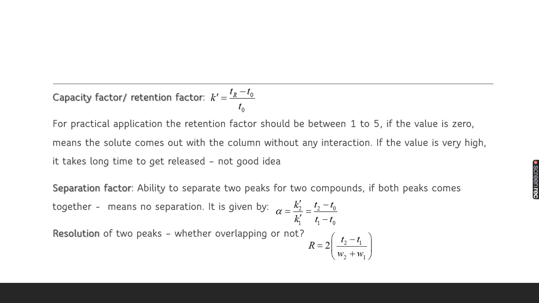And the last terminology which we mostly use is the resolution. So it actually gives you the same idea of how the peaks are overlapping or not. So T2 and T1 are their retention times, and W2 and W1 are the widths of those two peaks. If they are just touching, then we can expect that R equals 1, or if they are crossing each other, in that case the resolution value can be even lower.